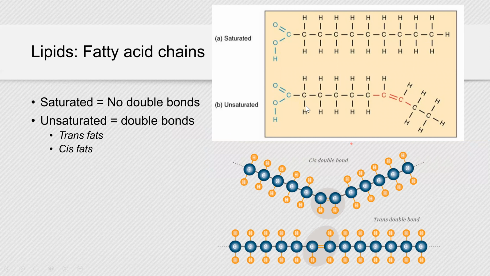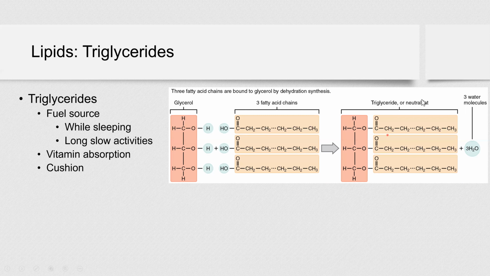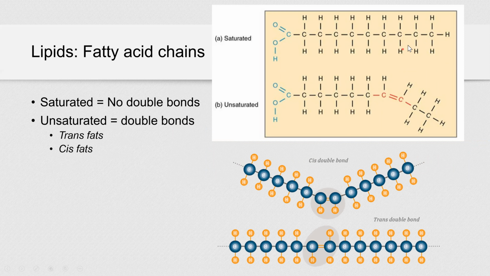Now, if you're looking at these fatty acids, you can notice that some of them only have a single bond between carbons, and some of them might have a double bond between two carbons. If you have a double bond between two carbon atoms, that means you cannot attach as many hydrogens to this carbon. Remember, each carbon can form only four bonds.